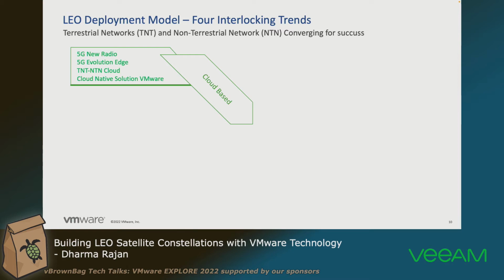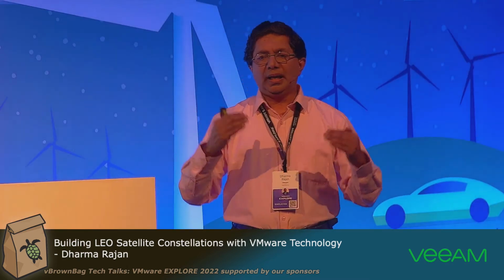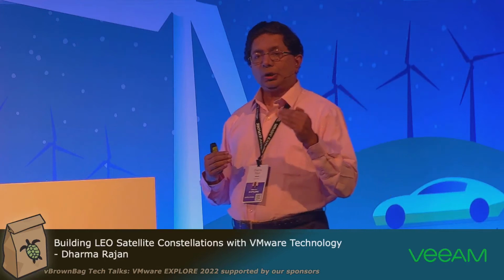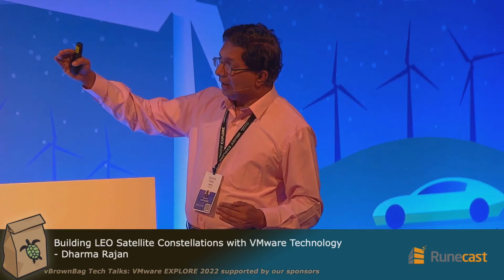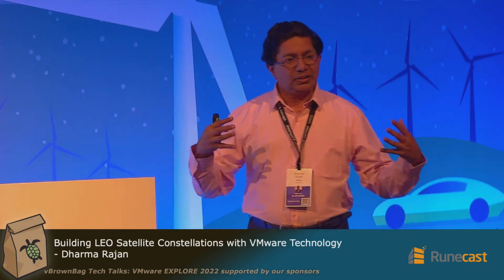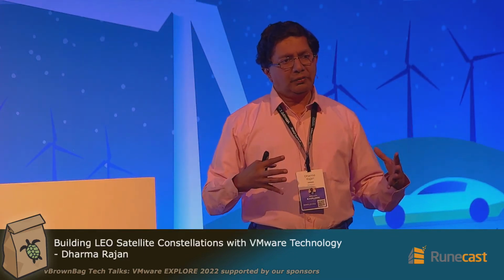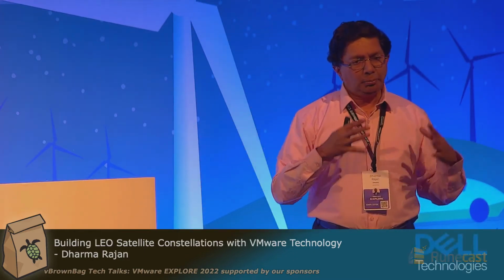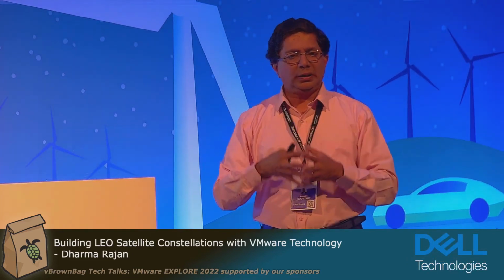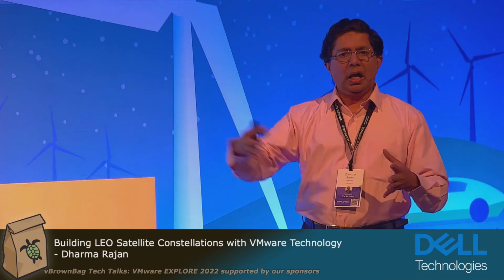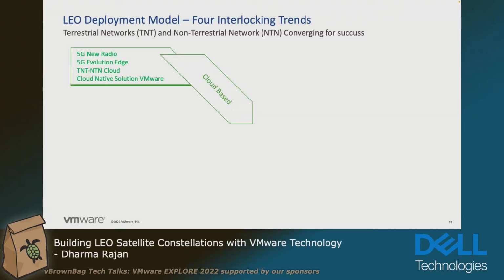Then the evolution of the edge cloud. How closer can I be to the consumer in order to provide them the service that they need? That evolution has helped because of the edge evolution, and because I can provide this radio access network closer to where the user is in a terrestrial network, how can I bring that from a satellite network and provide that connectivity? The fourth is the cloud-native nature of the solution, and this is where VMware can help.